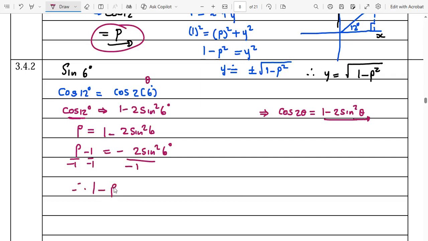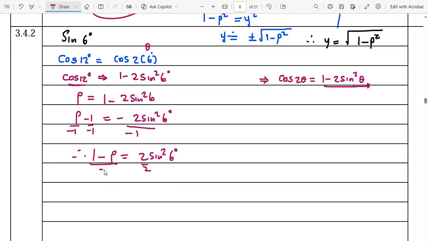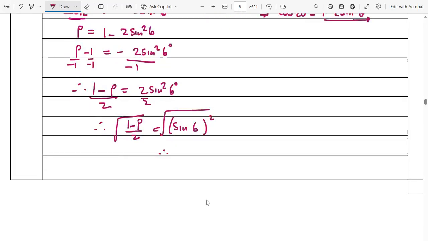This gives us 1 minus P equals 2 the sine squared 6. Too much work, ne? Because we still have to divide by 2 again. So this is just like saying 1 minus P over 2 is equal to the sine squared 6. Then I can take the square root of both sides. I'll definitely check the mark allocation, because I think this is too much. So the sine of 6 degrees is equal to the square root of 1 minus P over 2. And that's it. Wow, that was nice, ne? That was very, very nice.